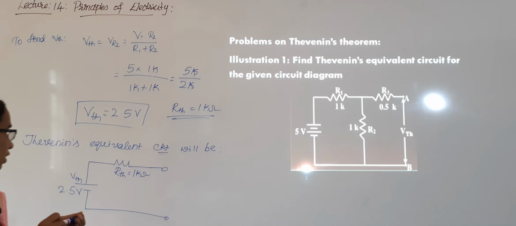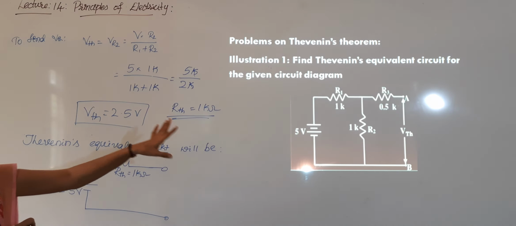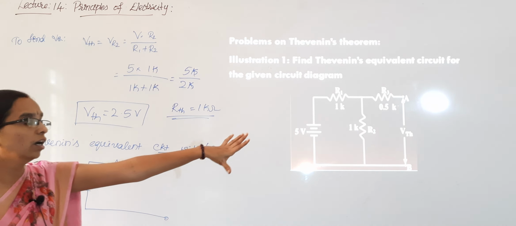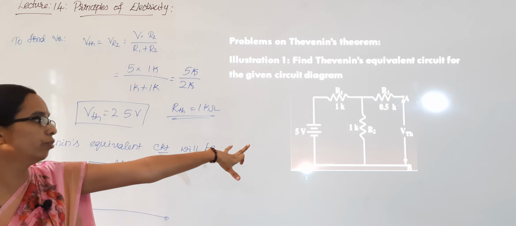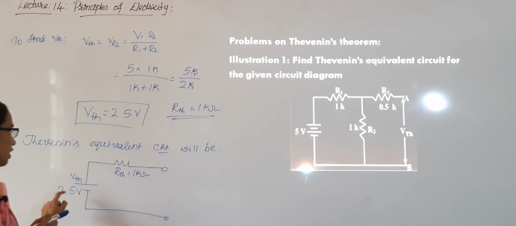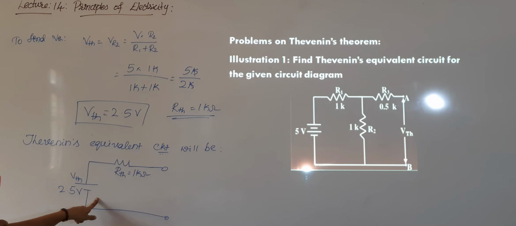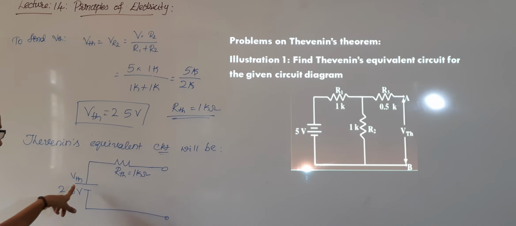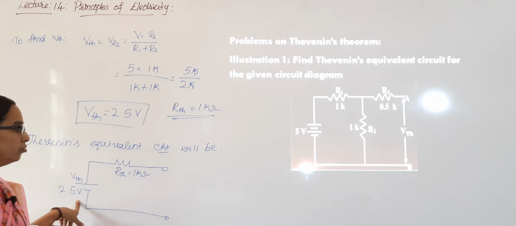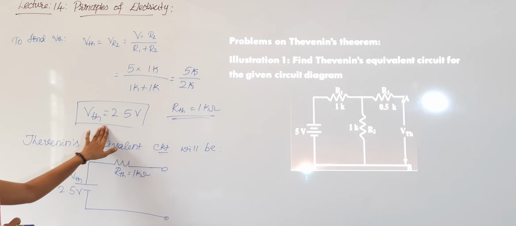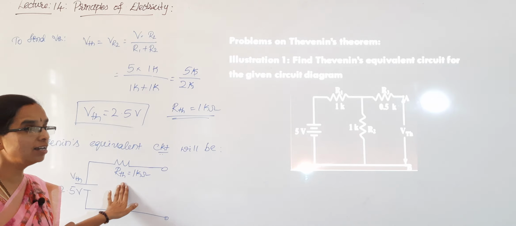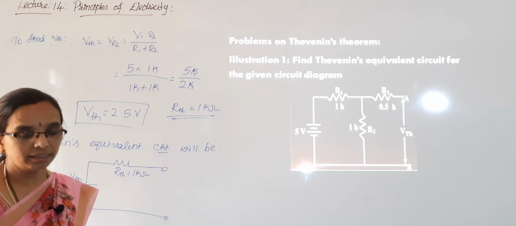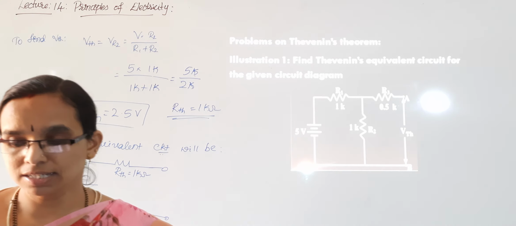Here only the complex circuit, consisting of the voltage source of 5 volt and 3 resistors, is reduced to the simple Thevenin's equivalent circuit, which consists of a single voltage source having the value of 2.5 volt. We have already calculated, and the single resistor in series with that is called the Thevenin's resistor.